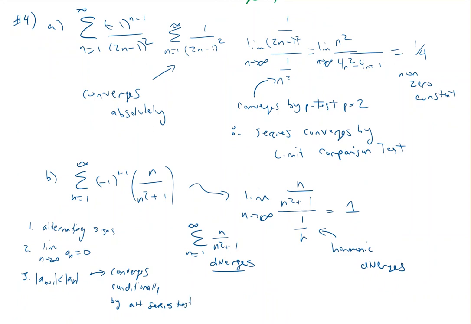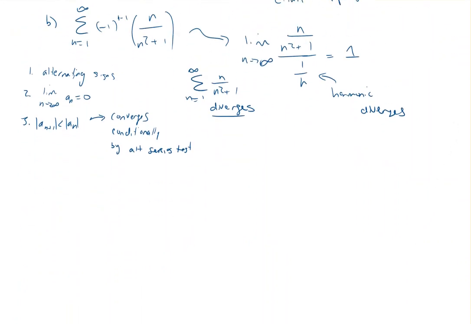Folks, just to be clear, in order for you to prove something conditionally converges, you have to show that the alternating series test works, and when you take the absolute value of it, that series actually diverges. So you have to show both. And since you have to show that the absolute value diverges in order to prove conditional convergence, that's why I always first look for absolute convergence.